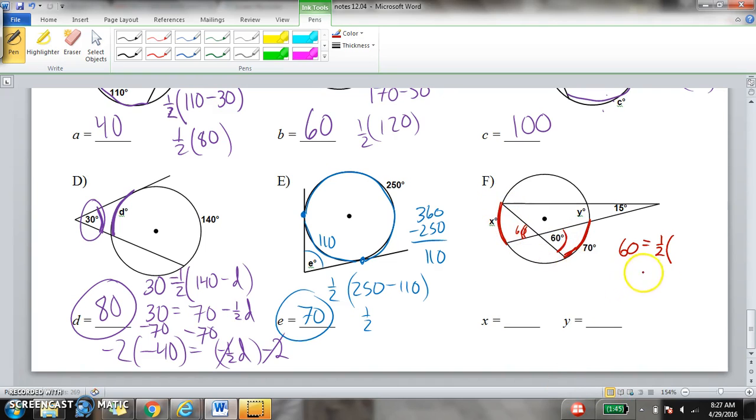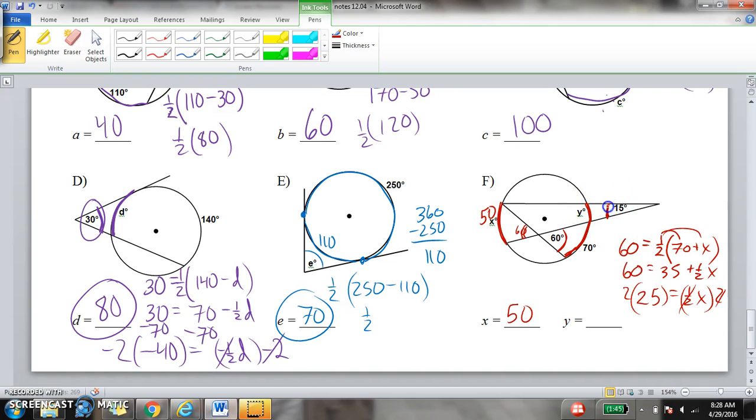So to find x, we could set this up as 60, the inside angle, equals half of 70 plus x. So when we do that, 60 equals half of 70, which is 35, plus half of x. When we distribute, subtract the 35, we would get 25 when we subtract 35 from 60, equals 1/2 of x. And then we multiply by 2 to get rid of it, so x would be 50. So x is 50. Now we need to find y.